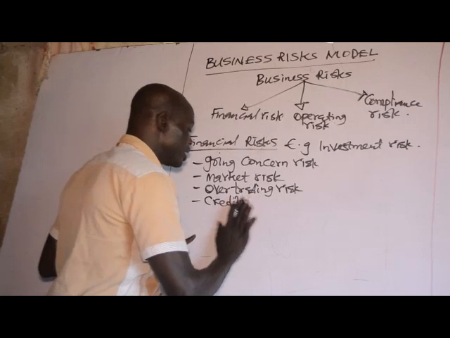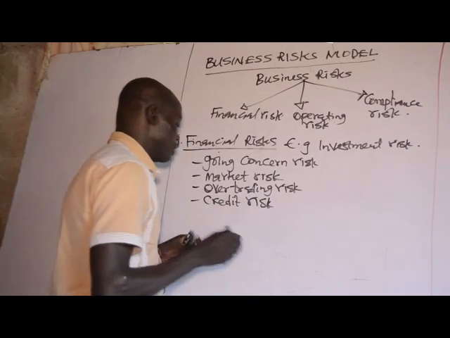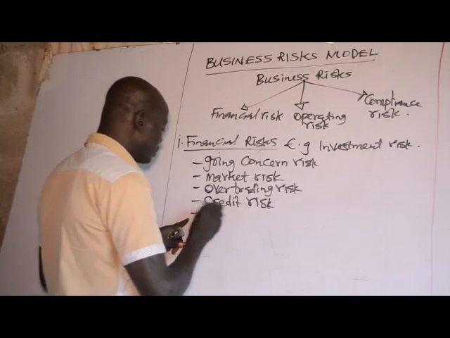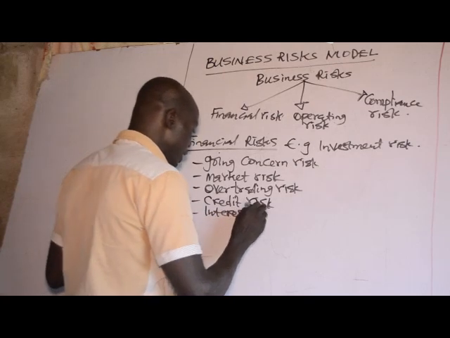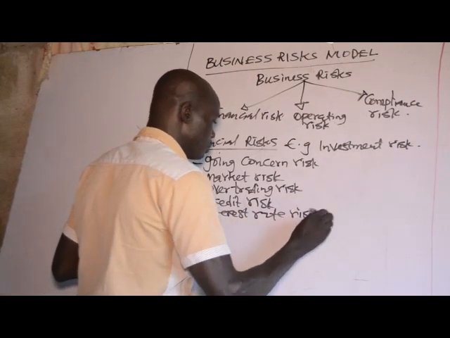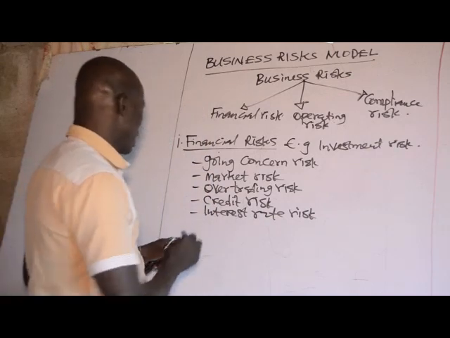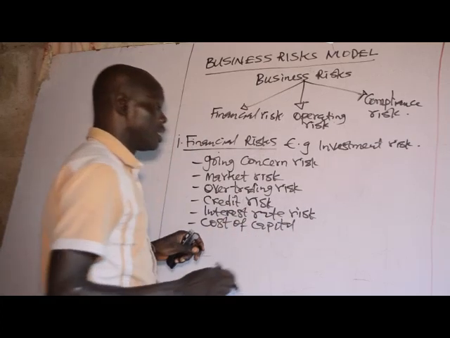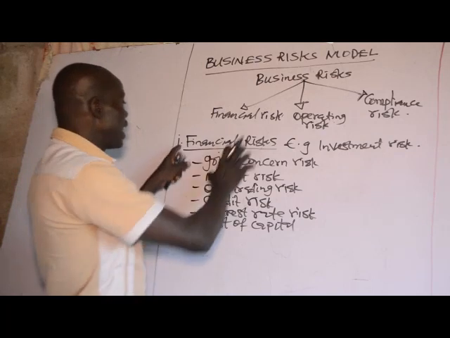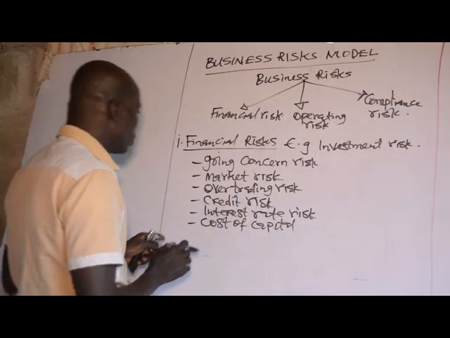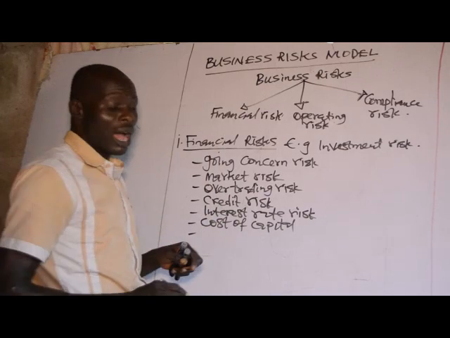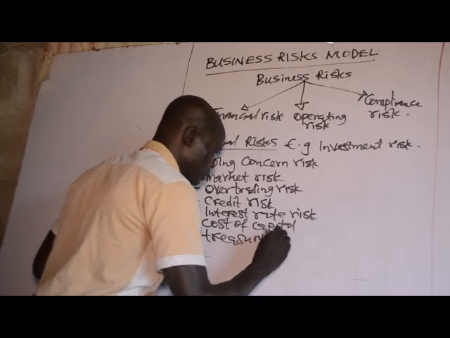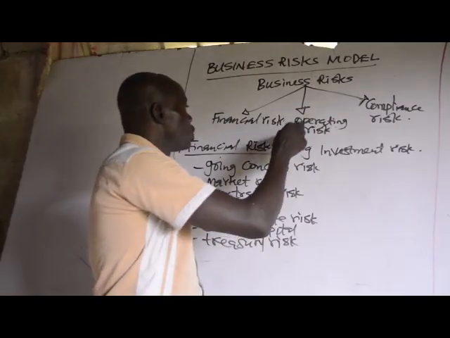Number four, we have credit risk. Then number five, interest rate risk. And then we also have cost of capital. All risks that are connected with the financial activities of the business are said to be financial risk. Then we also have treasury risk.